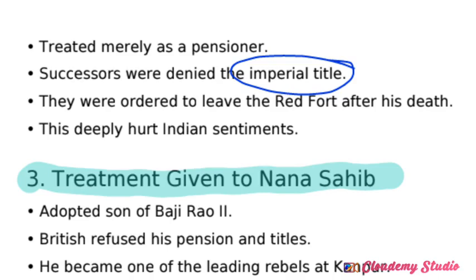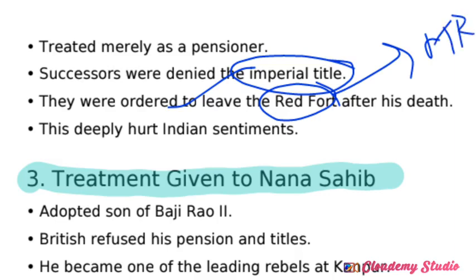See, the Red Fort was one of the most important centers of the Mughal rulers at that time. But after the death of the Mughal ruler Bahadur Shah, the British ordered them to leave the Red Fort. So the Red Fort should not be used by the Mughal rulers. They should vacate the Red Fort. This order was also passed by the British.